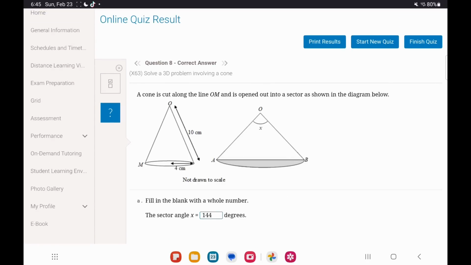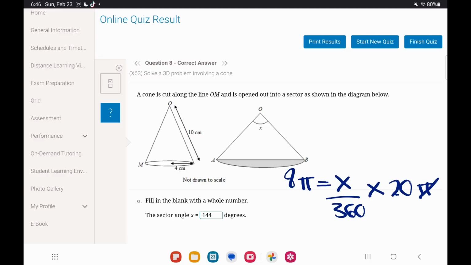Okay, the cone question, totally my favorite question. I'm gonna also skim over this very quickly because it also takes so much time if we already know it, okay? So 8 pi equal to x over 360 times 2 pi r, so 2 times 10, so 20 pi. Here we cross the pi's, and then here we can cross the zeros, so this becomes 18 and this becomes 1.